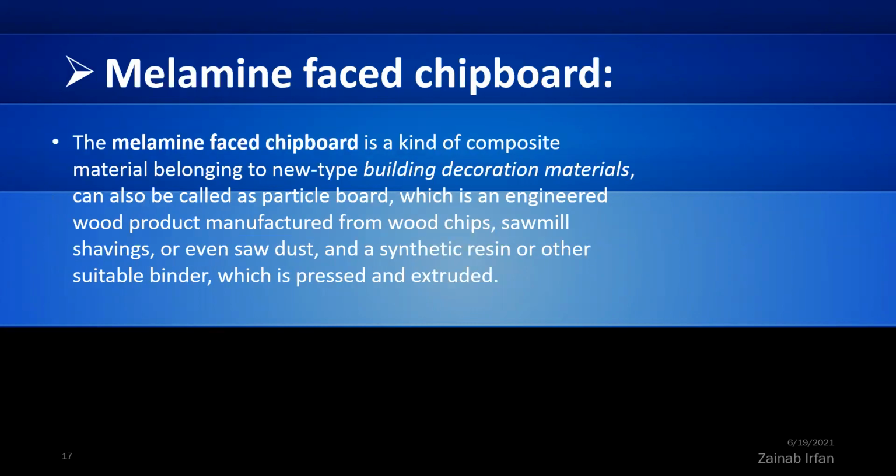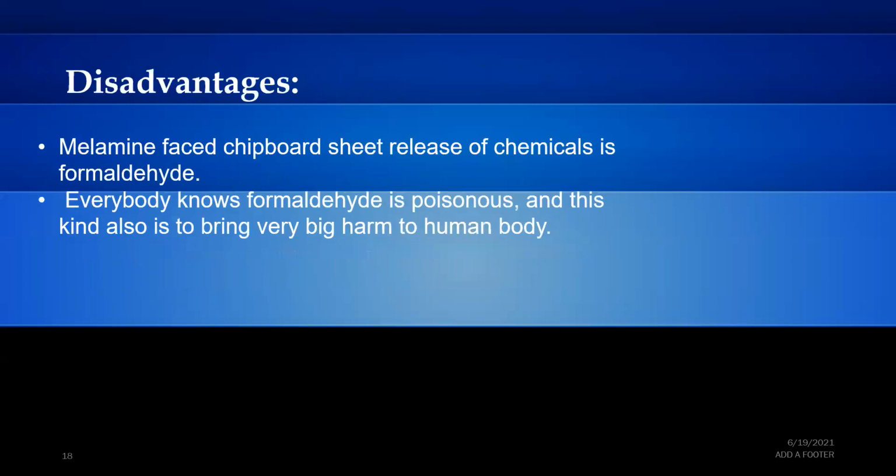Next is melamine paste chipboard. The melamine paste chipboard is a kind of composite material belonging to a new type of building decoration material. It can also be called particle board, which is an engineered wood product manufactured from wood chips, sawmill shavings, or even sawdust, and a synthetic resin or other suitable binder, which is pressed and extruded. A disadvantage of melamine paste chipboard is that it releases the chemical formaldehyde, and formaldehyde is poisonous and also very harmful for the human body.